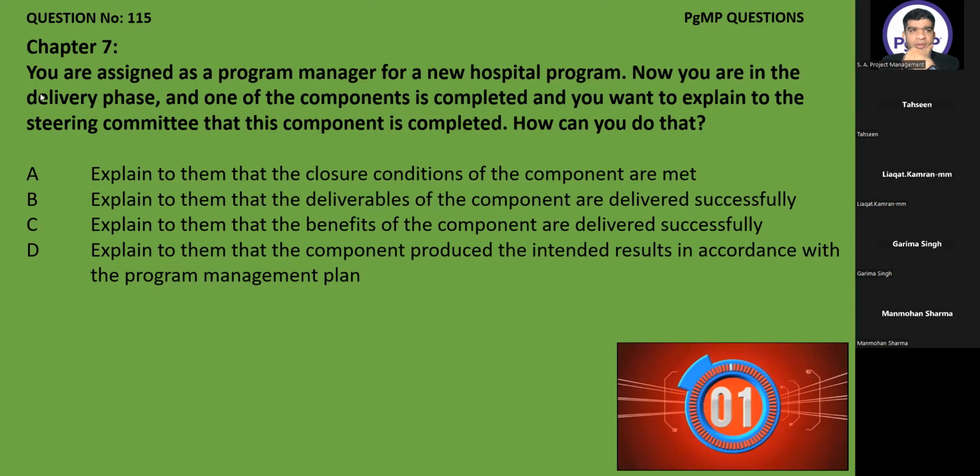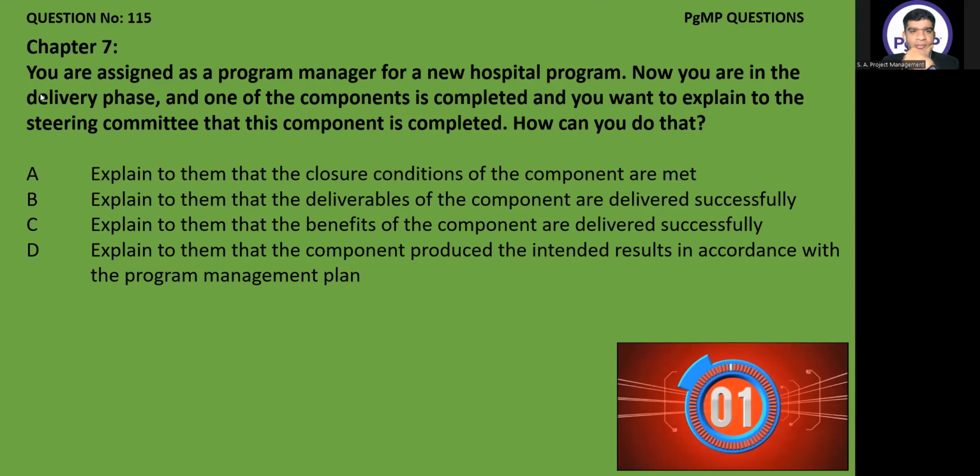Kamal sir, please read the question. You are assigned as a program manager for a new hospital program. Now you are in the delivery phase and one of the components is completed and you want to explain to the steering committee that this component is completed. How can you do that? A: Explain to them that the closure conditions of the component are met. B: Explain to them that the deliverables of the component are delivered successfully. C: Explain to them that the benefits of the component are delivered successfully. D: Explain to them that the component produced the intended results in accordance with the program management plan.